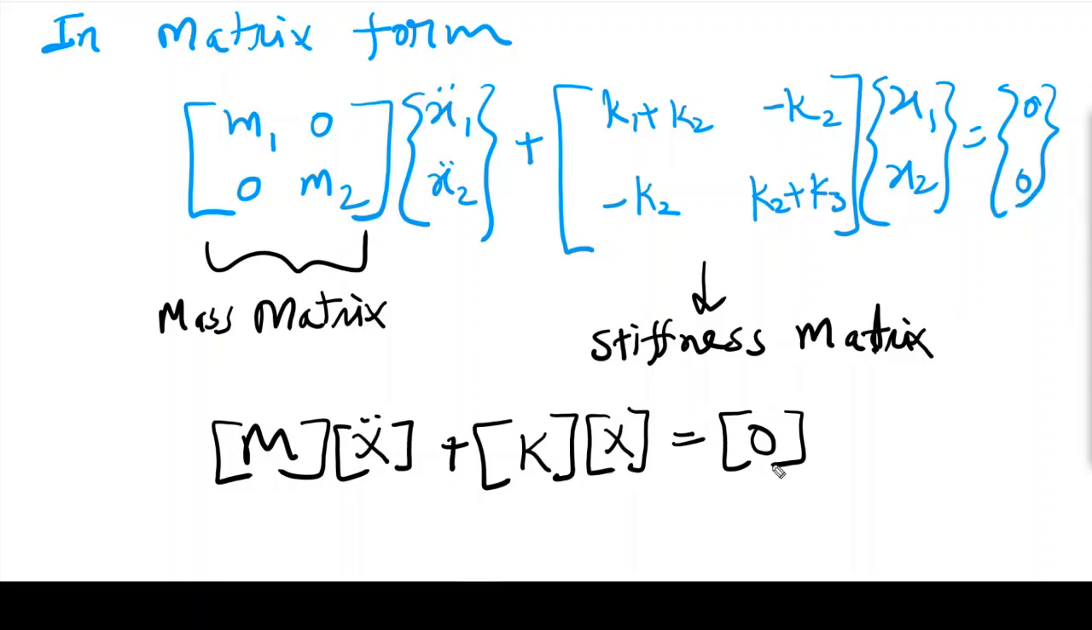So in this video we have seen how to draw the free body diagram and to write the equation of motion of a 2 degree of freedom system which is not experiencing any damping or any forcing function.